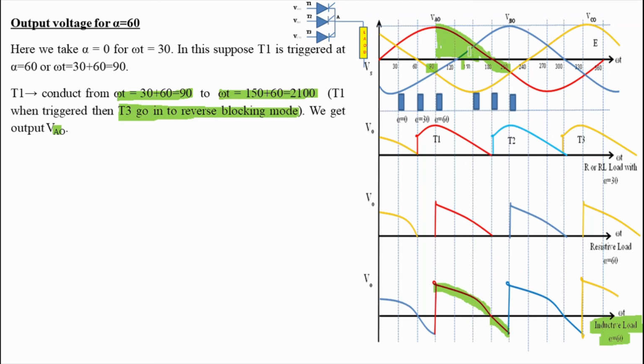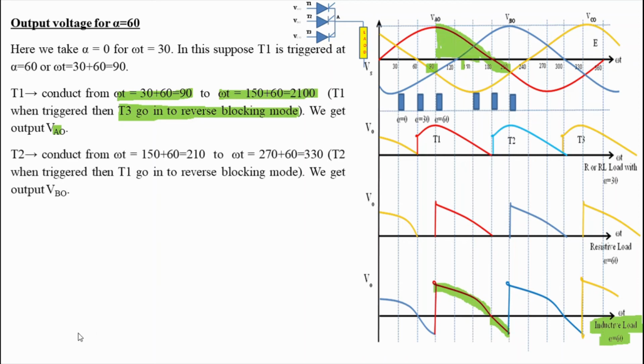Similarly, when thyristor T2 is triggered, it will conduct from 210 to 330 degrees, because 150 plus 60 is equal to 210 and 270 plus 60 is equal to 330. And when T2 is triggered, then T1 goes into reverse blocking mode. Okay, so when T2 is triggered, the already conducting thyristor T1 will go into reverse blocking mode. So we get output voltage Va naught from 210 to 330 degrees.